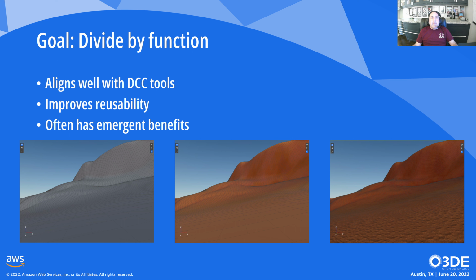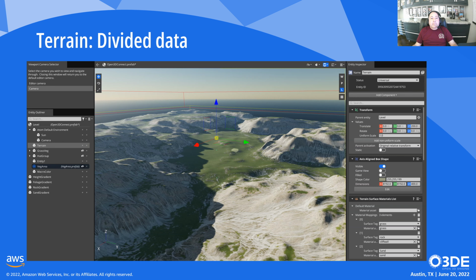When designing a system that has modular content, another goal is to divide the content itself up by function. Different types of content are often produced from different tools, so this separation often naturally occurs, but I found that making a conscious choice to design around this usually leads to other emergent benefits over time. For the terrain system, we chose to separate height data, macro colors, surface types, and materials. So let's take a look at what that looks like in practice.